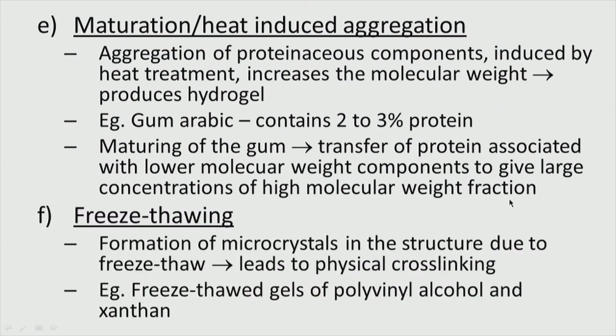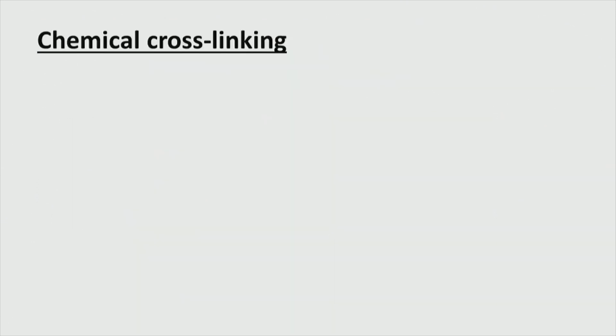Freeze thawing. So, when we freeze and thaw, formation of microcrystals in the structure due to the freeze thaw leads to physical cross linking. So, freeze thaw gels of polyvinyl alcohol and xanthan. Okay. So, when I reduce the temperature, it forms microcrystals, okay, and that leads to physical cross linking. Okay. All these are physical based methods.